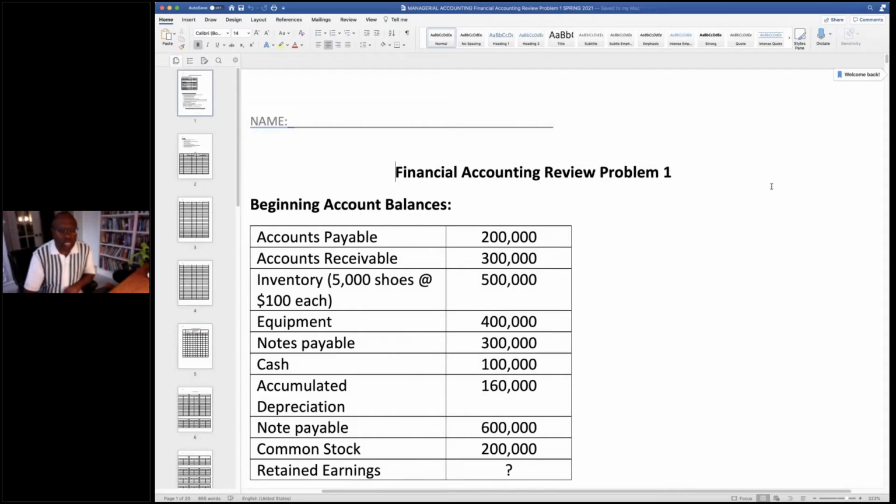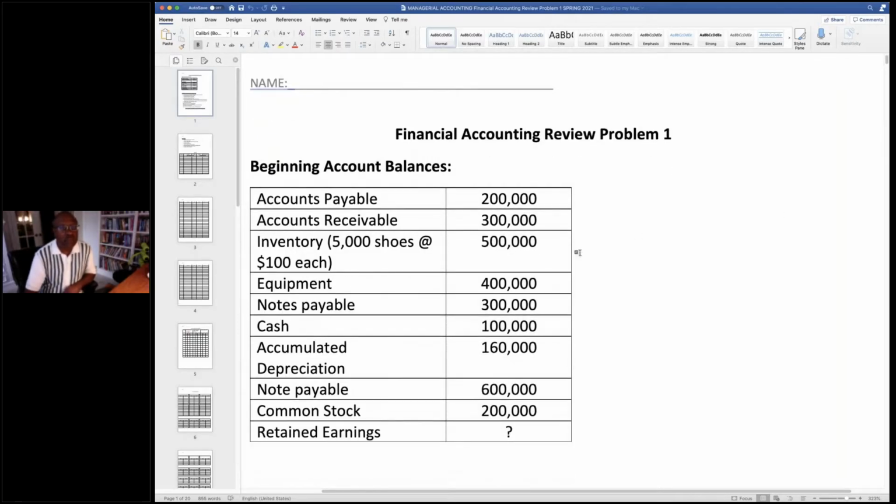Okay, so we're looking at financial review problem 1. And in this problem, you had beginning balances. Notes payable was in here twice, so you simply combine those, and retained earnings question mark. So you have to solve for retained earnings using the accounting equation. So let's see if we can do that first.